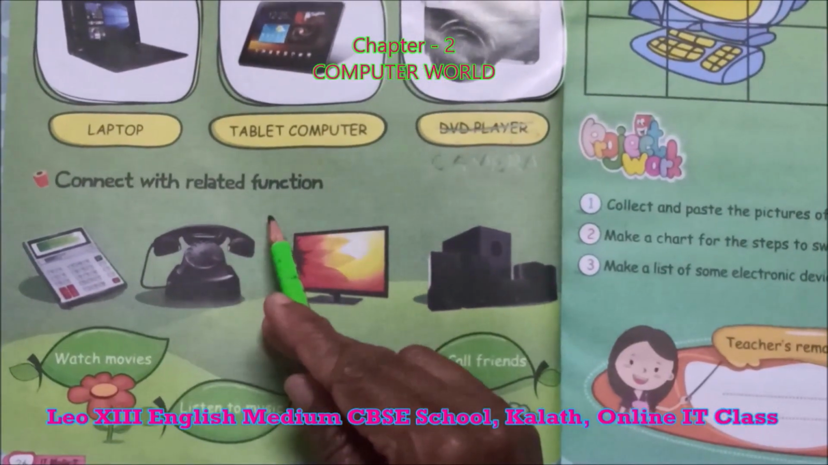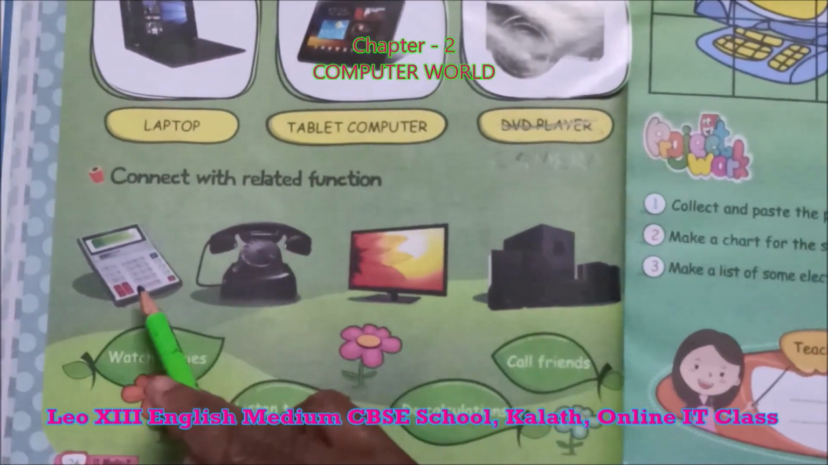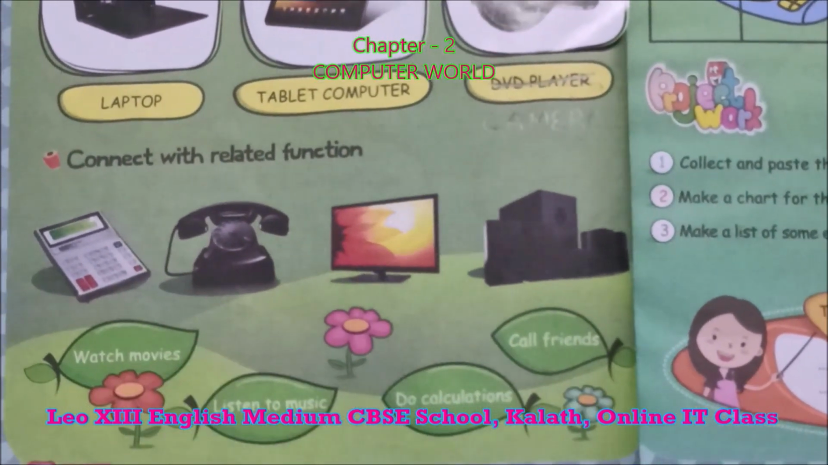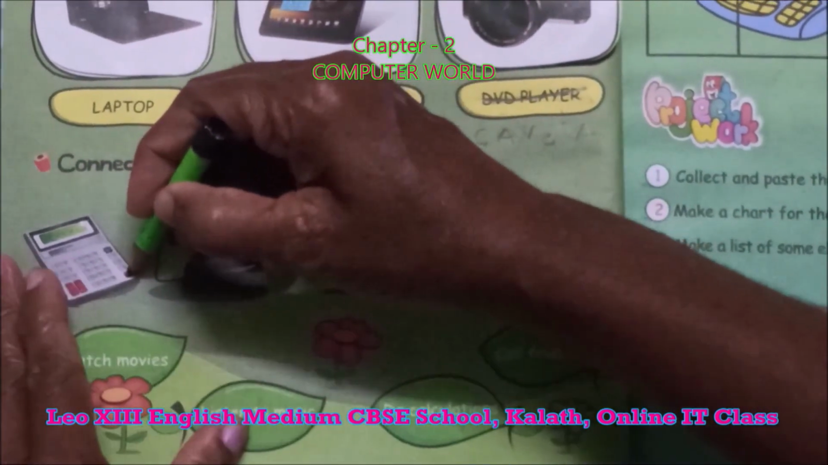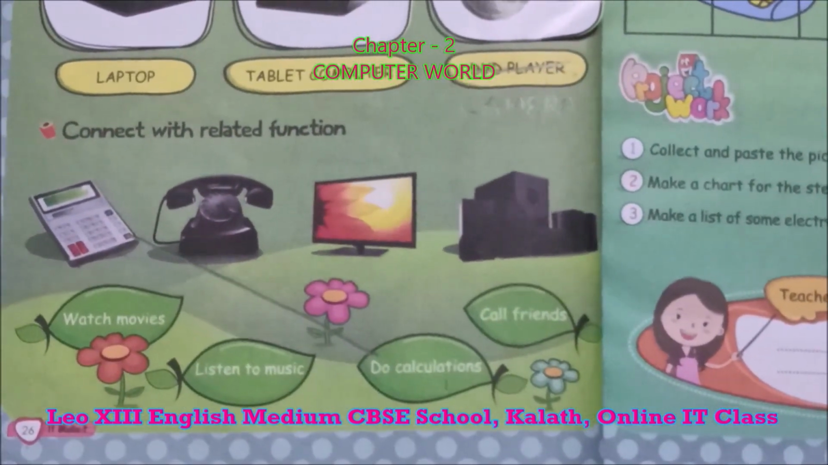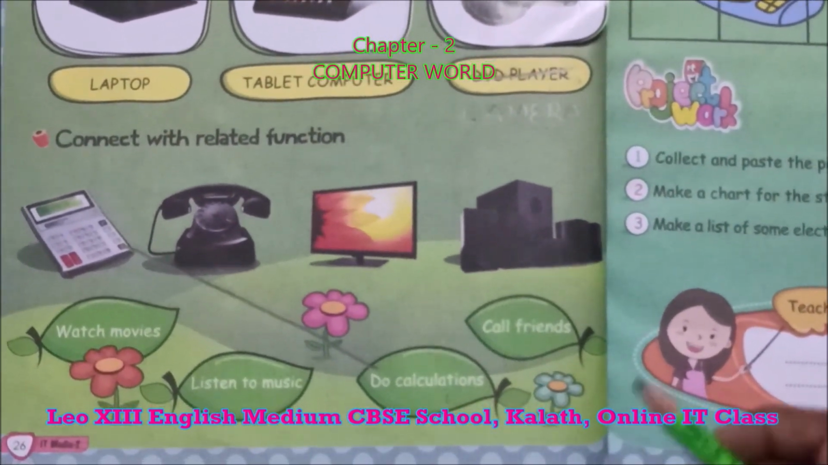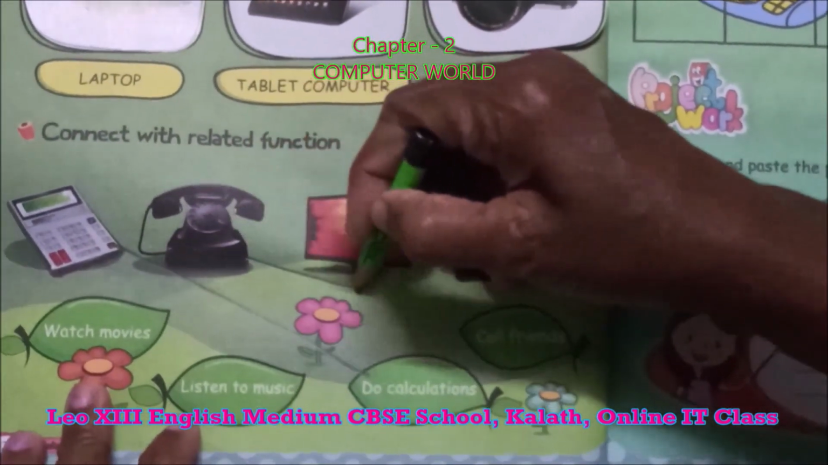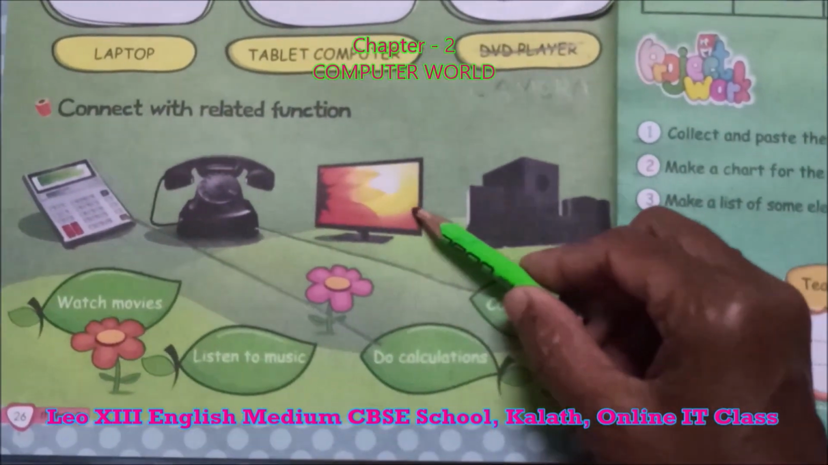The next activity is connect with a related function. Do you know what is the use of this calculator? Yes, calculator is used to do calculations. So draw lines from calculator to calculation. Okay. Then what is the use of this telephone? Yes, telephone is used to call friends. Then draw lines from telephone to call friends.